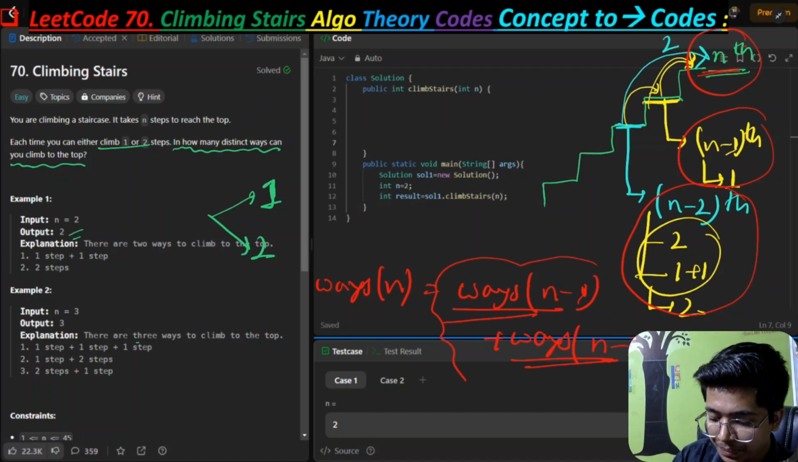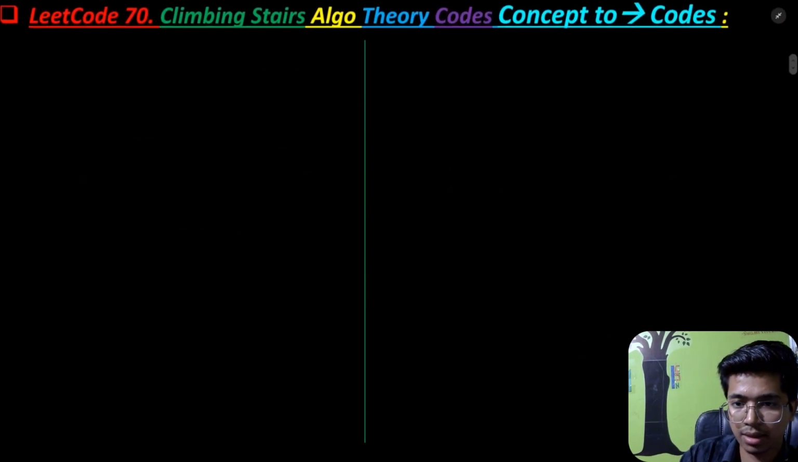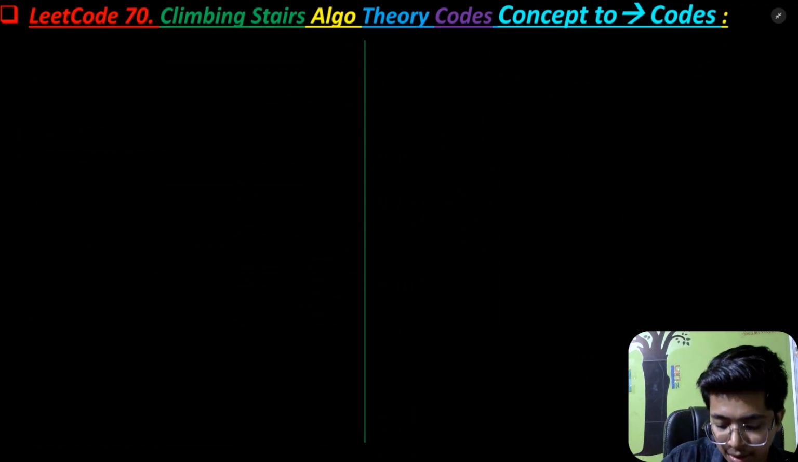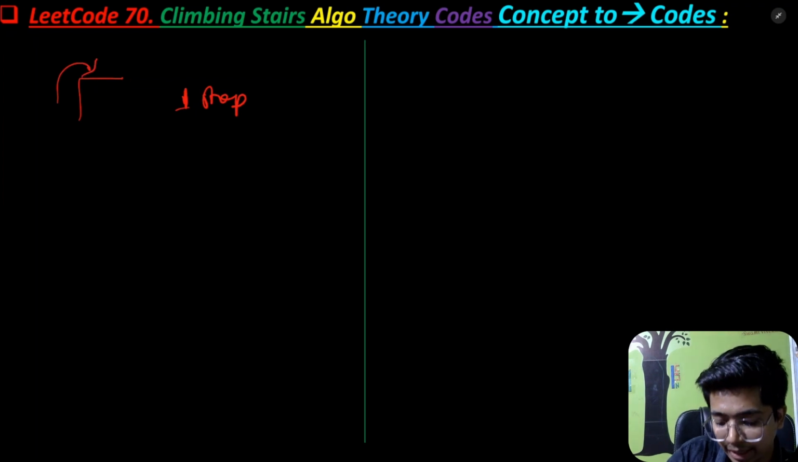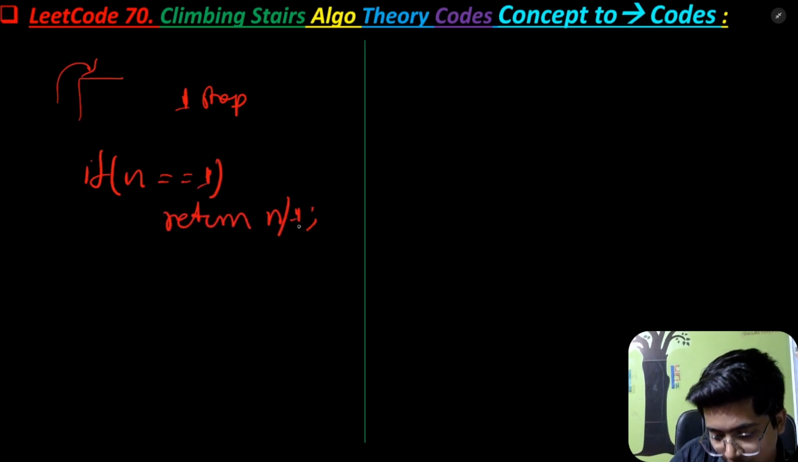Suppose now we are breaking it down in more detail. What the problem told is that if there is one stair, it will only take one step. We actually require one step to approach from here to here. So for that we can write: if n equals 1, return 1.